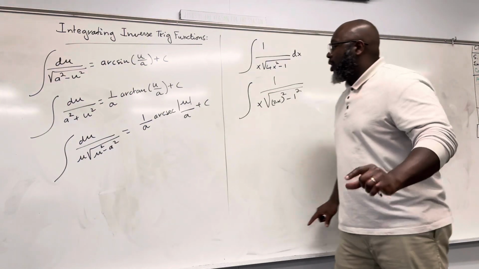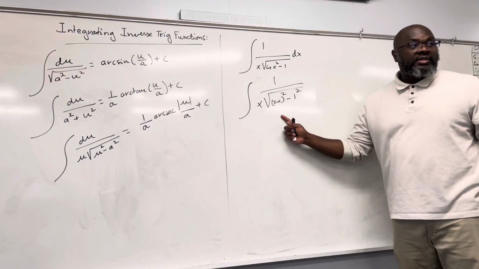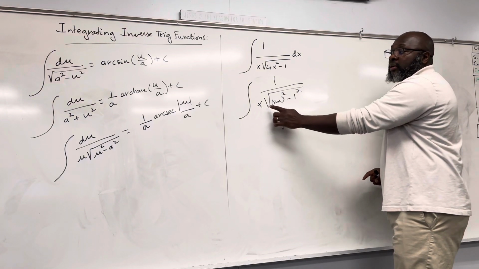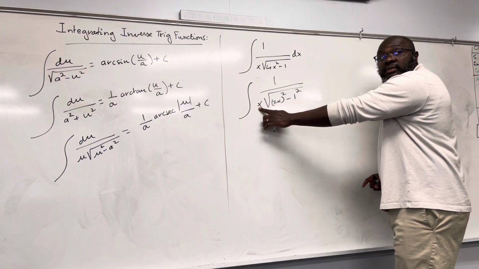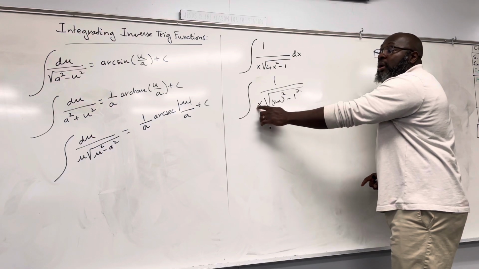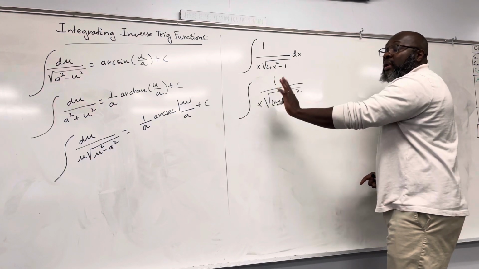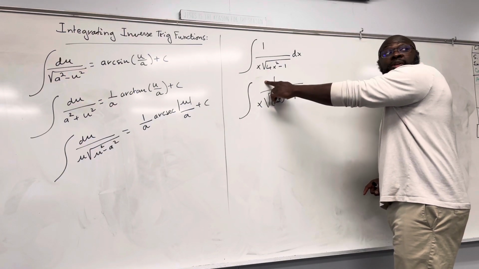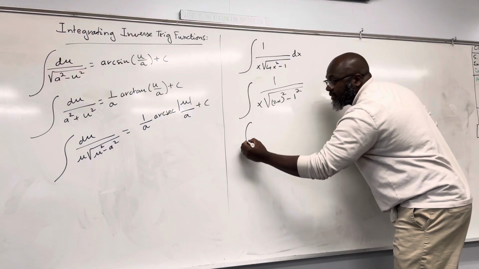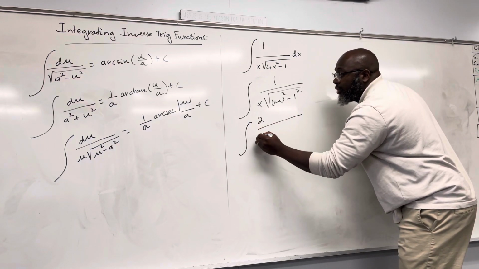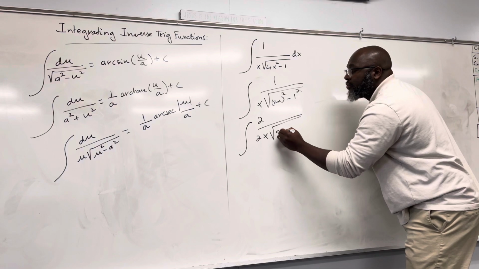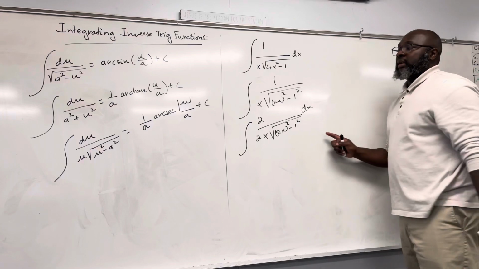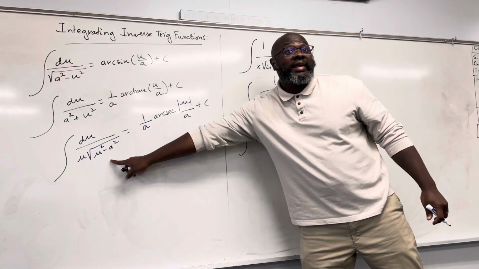Now the problem is this: even here, I'm still not done, because this is u and this has to be u squared, but this is x. So I need to turn this into 2x. If I turn this into a 2, I have to multiply the numerator by 2 as well. So I'm going to rewrite this. That gives me 2 over 2x square root of 2x squared minus 1 squared, which is now what we wanted. Now we have exactly what we needed.